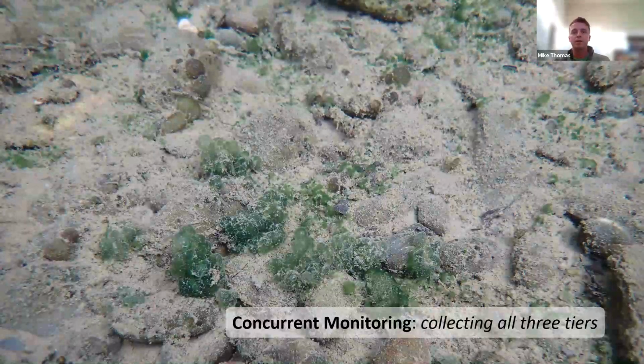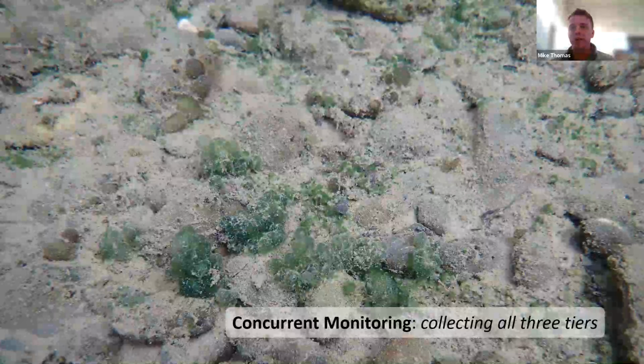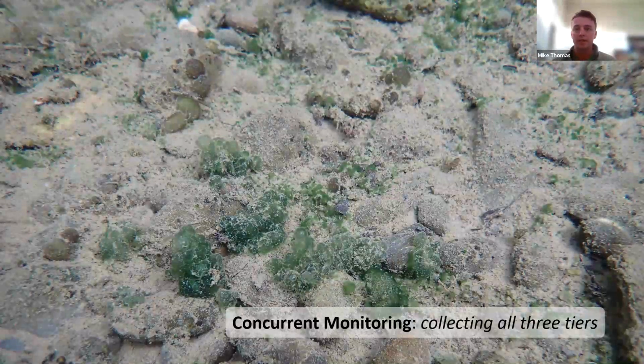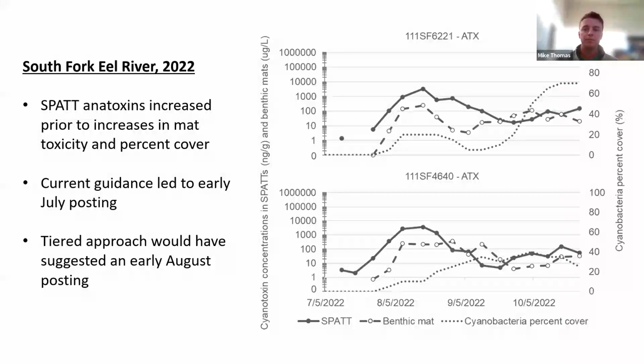Okay, so I'm going to go into some of our data from the special studies. First, we're going to be looking at concurrent monitoring. So this is when we're collecting data for all 3 tiers at the same time. So here we have the results for the South Fork Eel River in 2022. Graphs will follow the same format on each of these slides unless stated otherwise.